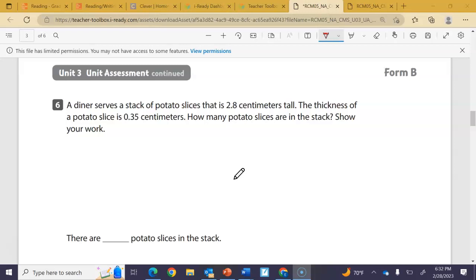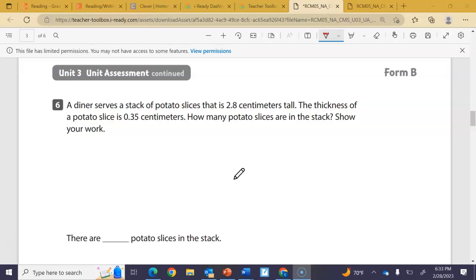Our question here today is: a diner serves a stack of potato slices that is 2 8/10 centimeters tall. The thickness of a potato slice is about 35 hundredths of a centimeter. We want to know how many potato slices are in the stack.